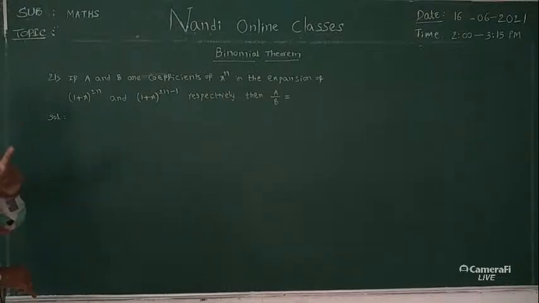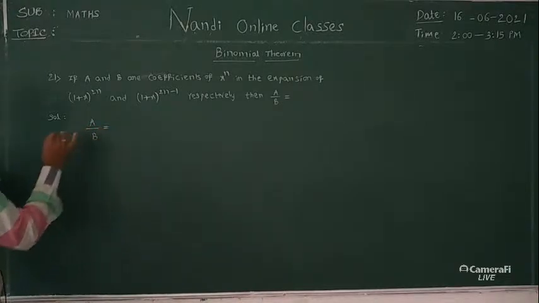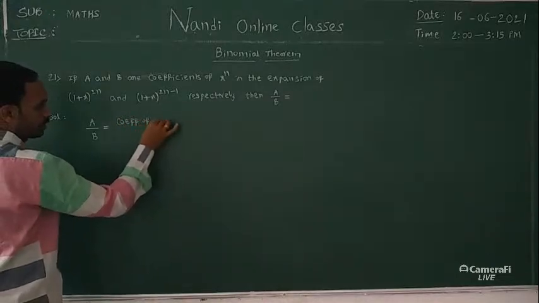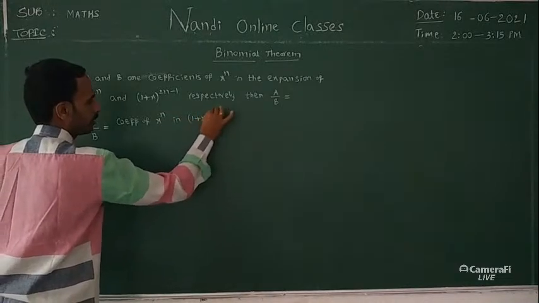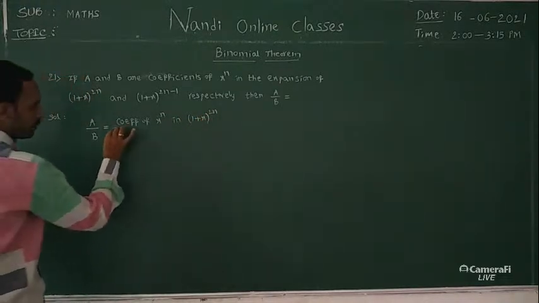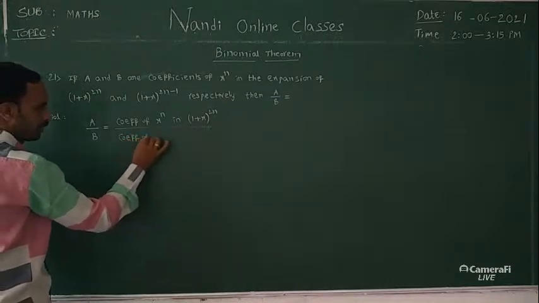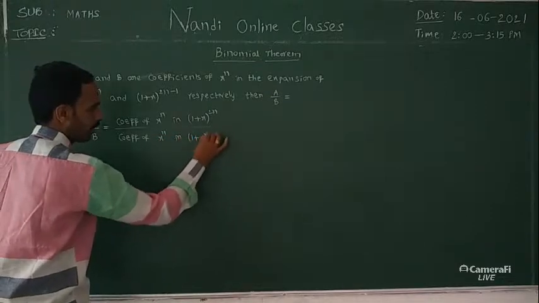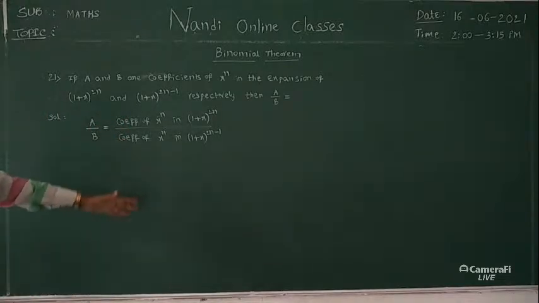Answer: 1, 2, 1 by 2, 1 by n? Write it. A by b. A means coefficient of x power n in (1 plus x) whole power 2n. What is b? B means coefficient of x power n in (1 plus x) whole power 2n minus 1. I am going to find that value.